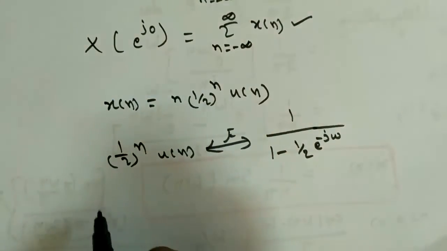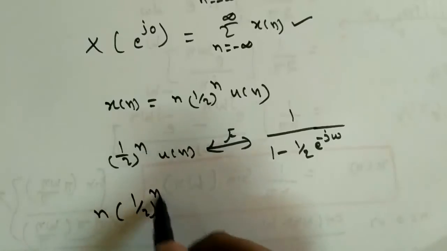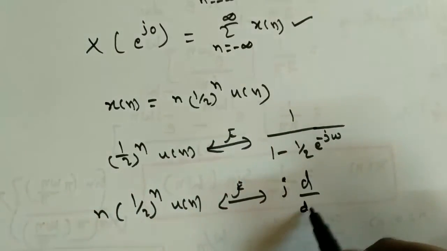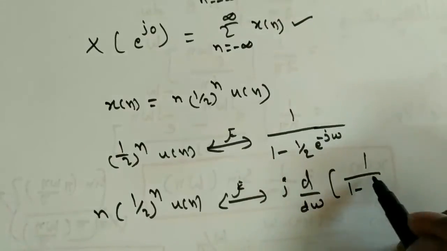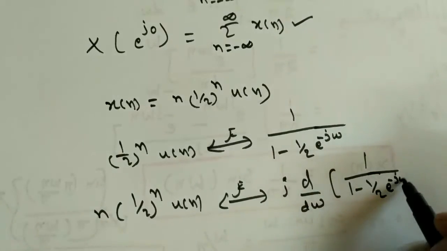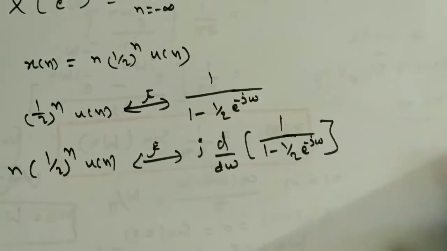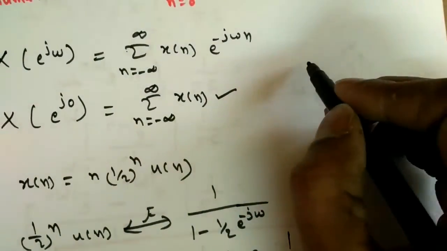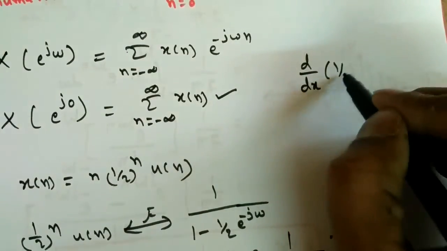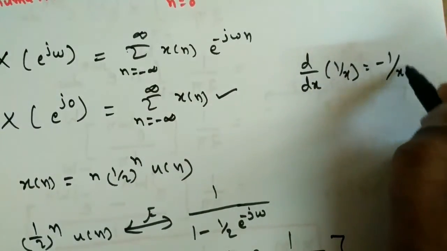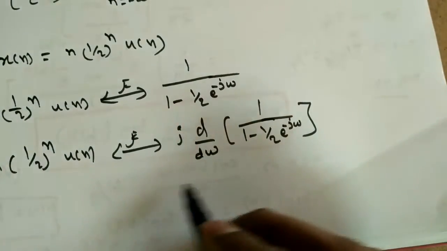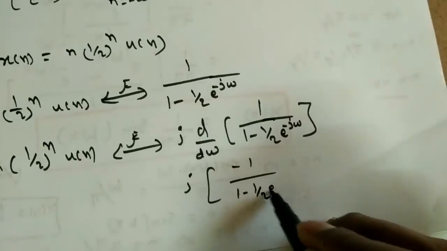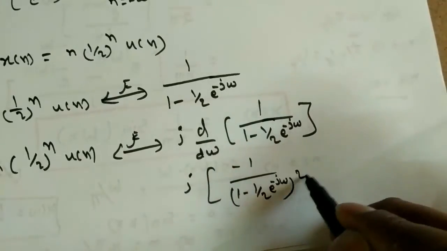Next there is an n, so n into (1 by 2) power n u of n. So what is the Fourier transform? j into d by d omega of 1 by (1 minus 1 by 2 e power minus j omega). Now we need to differentiate. It's looking like the 1 by x formula, so I'll recollect d by dx of 1 by x is simply minus 1 by x square. So what we'll get here? Minus 1 by x square, that is minus 1 by (1 minus 1 by 2 e power minus j omega) whole square.